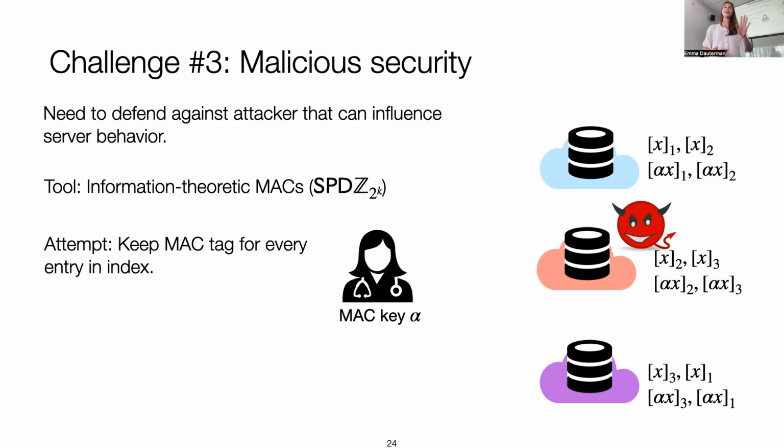So a first attempt would be to keep a MAC tag for every entry in the index. So here we could have a doctor who's making queries. They're going to have some MAC key alpha. And now the servers, instead of just storing RSS shares of the values X, they're also going to store shares of alpha times X. These will be the MAC tags.